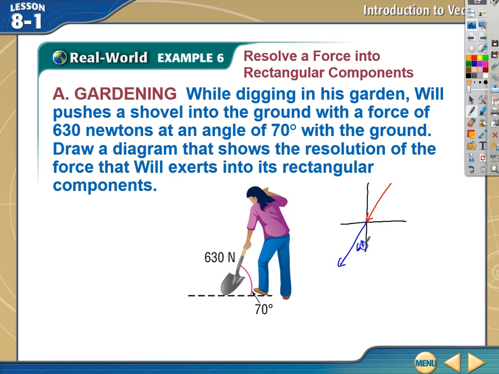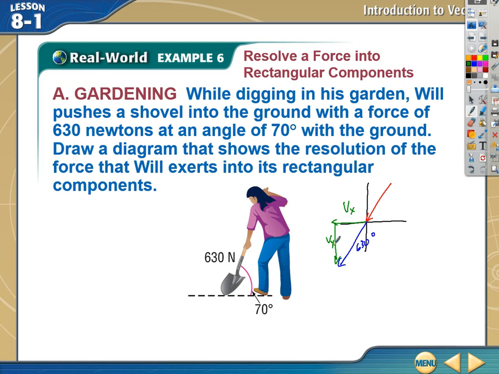Here is my 630 newtons. Here is my vector going this way, my horizontal, and I'm going to call this one Vx, and they want this one here Vy. So that's taking it to its rectangular parts. That's part A. Part B I might as well just do right here as well.